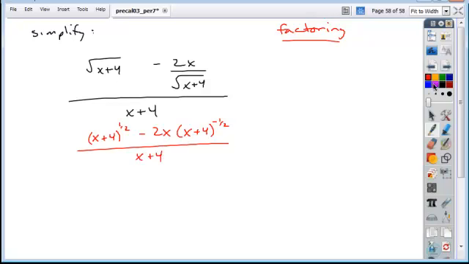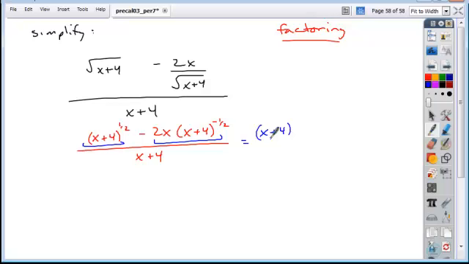So if you think of this in its rational power form, what you can now do is treat it as a factoring problem. You have two groups of factors separated by a minus. There's a common base between them. The base is x plus 4. And so you remove that common base.